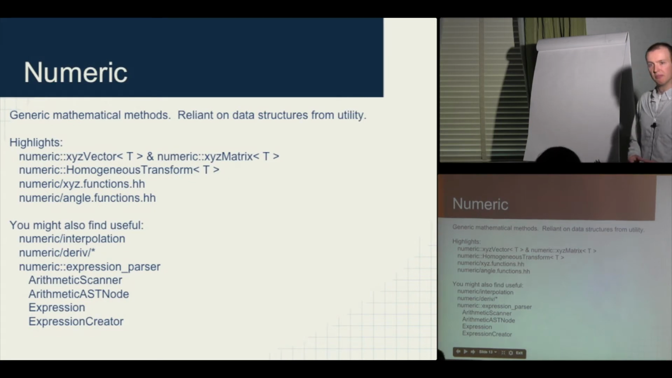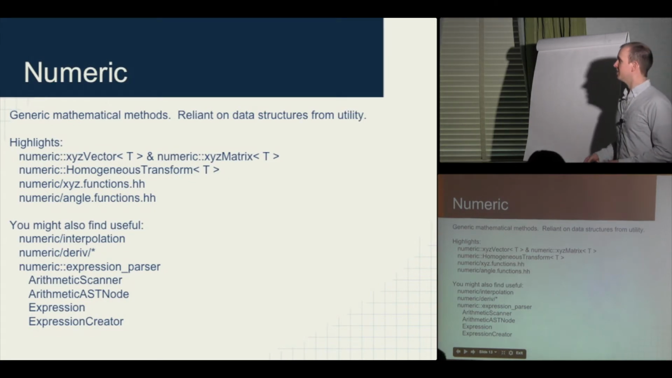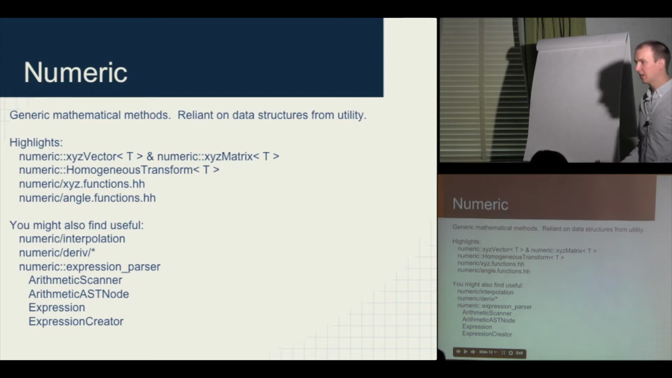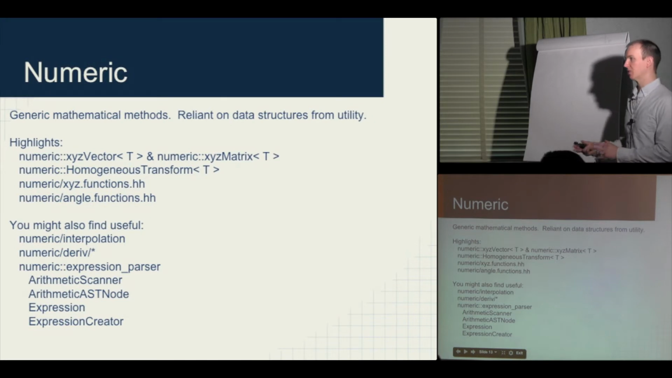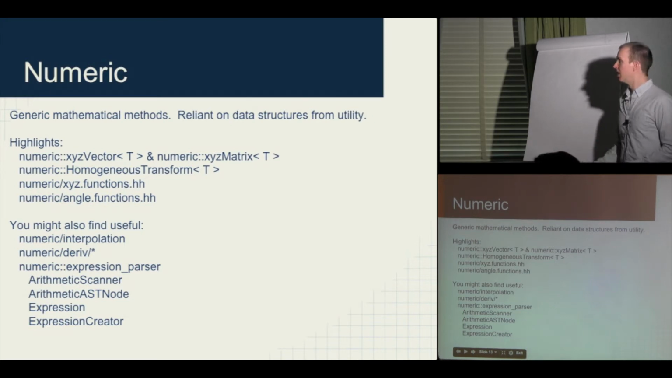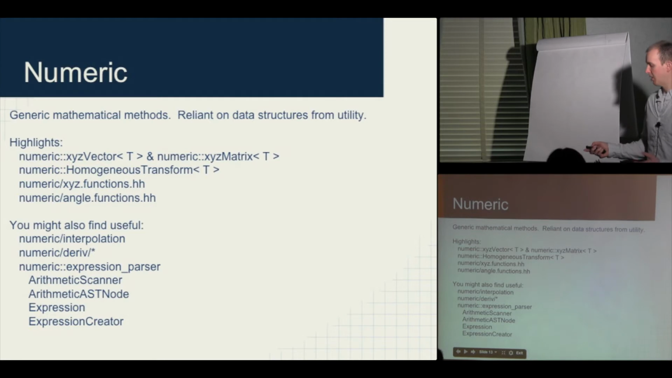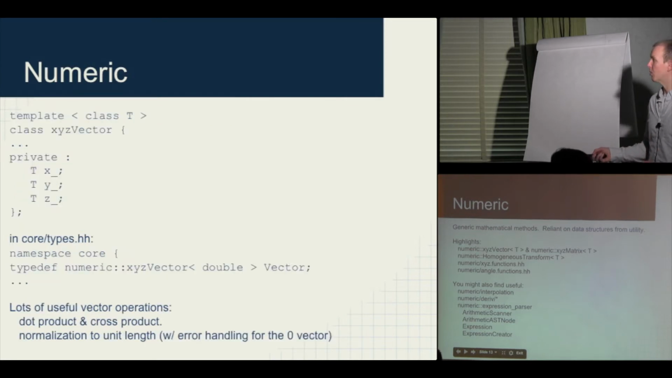Okay, so that concludes utility. The next library is Numeric. It's slightly less general than utility, and it depends on some of the code in utility. So it has different functions that, for instance, take arguments of the form of utility vector 1s, but it defines plenty of useful classes on its own as well.